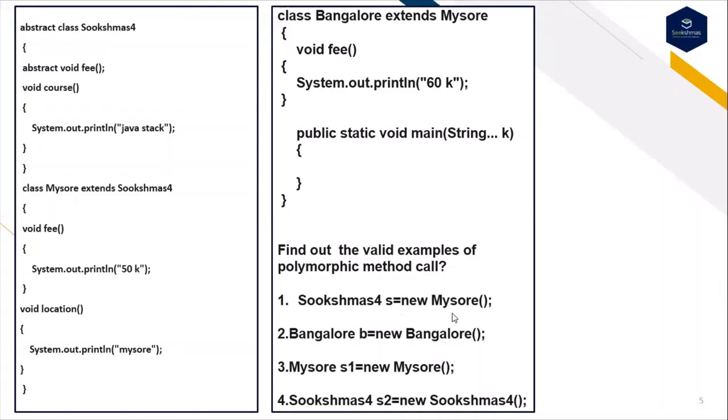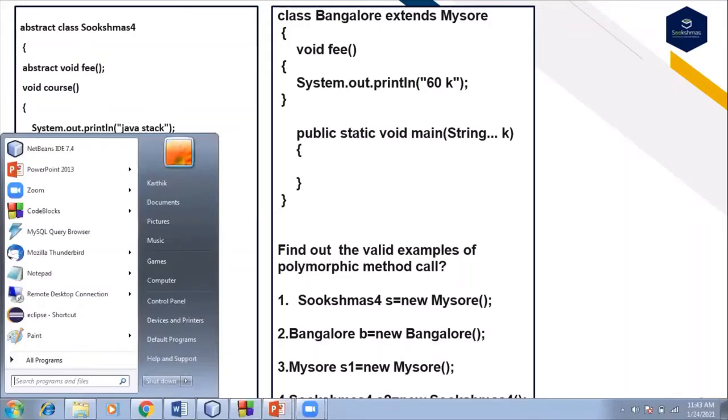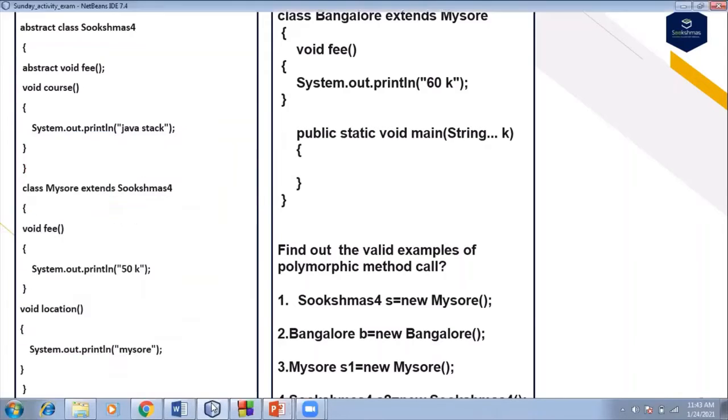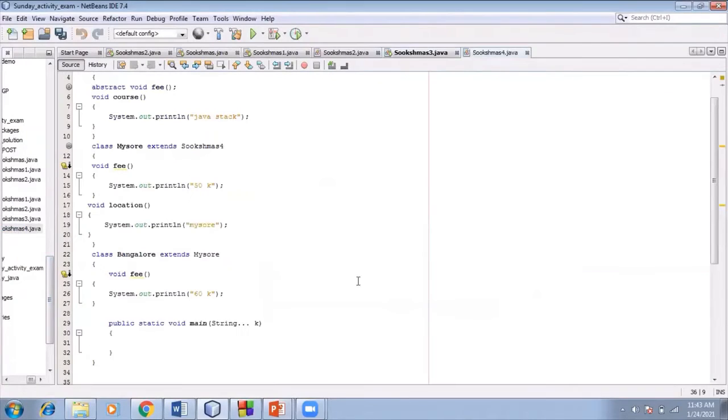Sookshmas 4 S is equal to new Mysore, Bangalore B is equal to new Bangalore, Mysore S1 is equal to new Mysore, and Sookshmas 4 S2 is equal to new Sookshmas 4. So this is what you need to check: find out the valid example for the polymorphic method call. Which one is the valid example for the polymorphic method call?